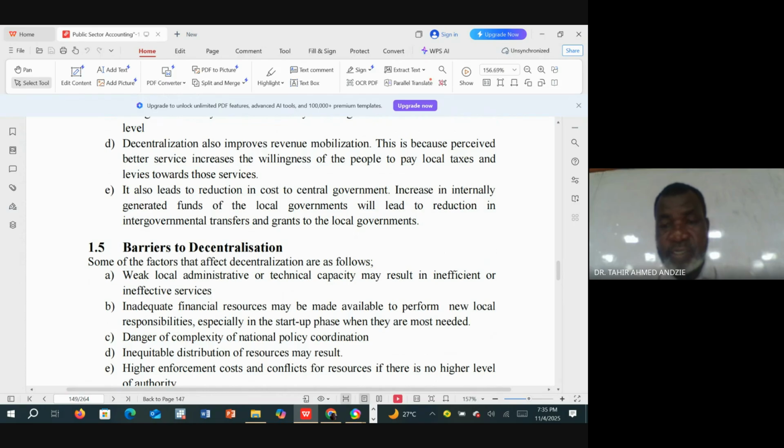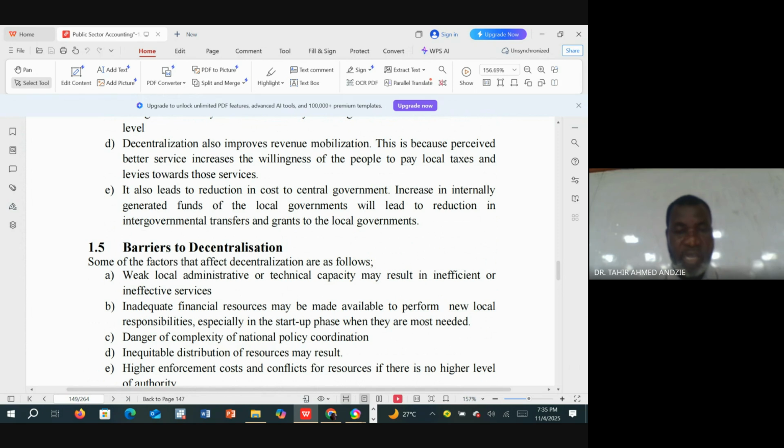It increases internally generated funds of the local government, which will lead to reduction in intergovernmental transfers and grants to the local government. Of course, if not for the district assembly, the local government, there would be no one to see to the generation of internally generated funds.